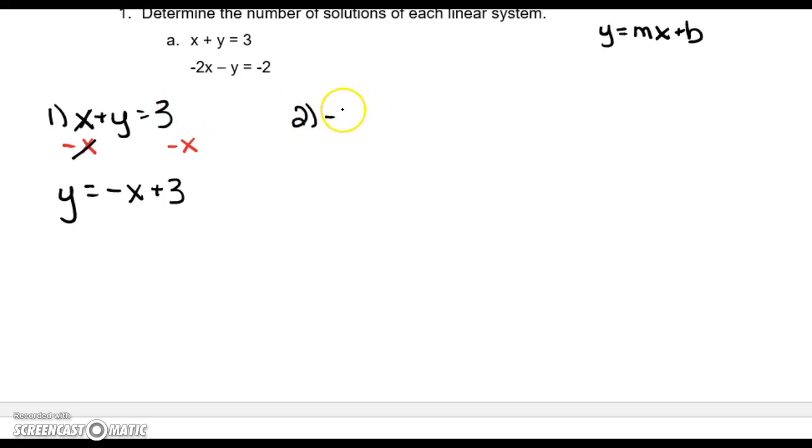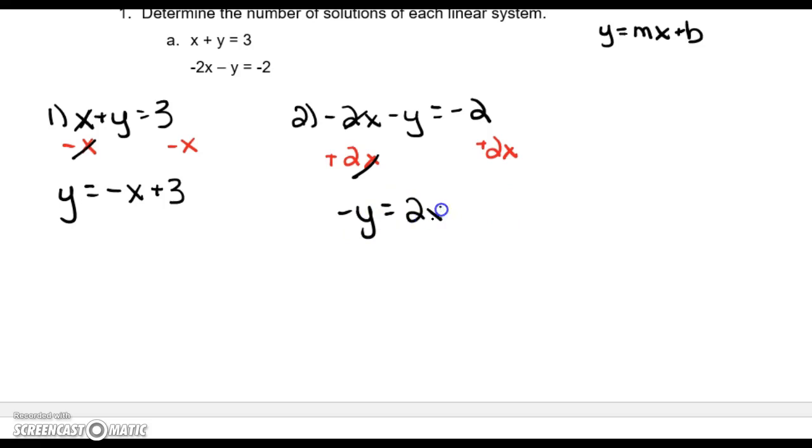For my second equation, we have negative 2x minus y is equal to negative 2. Once again, I'm going to get y by itself. Here we have negative 2x, so I'm going to add 2x, and I'm left with negative y. Don't forget that negative. That's equal to 2x minus 2. Then I want just y, so I want to make that positive, so I'm going to divide each term by negative 1.